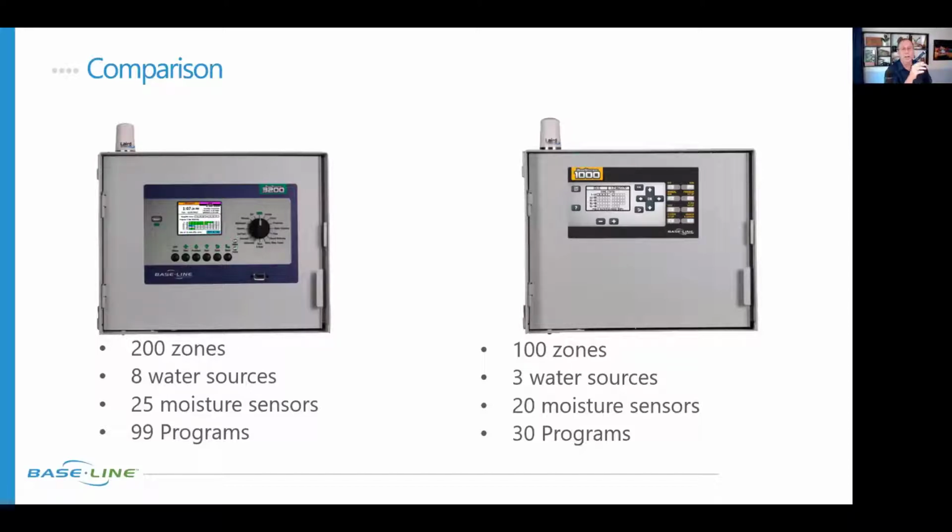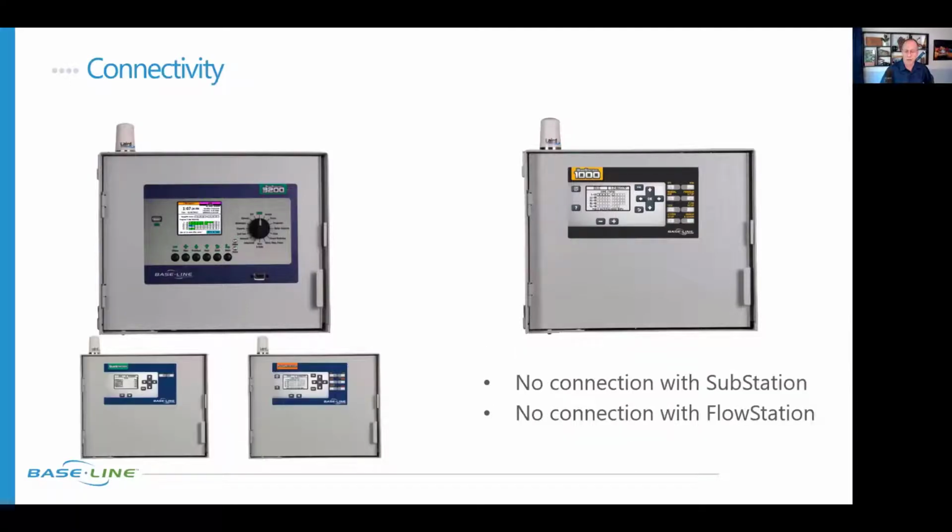Excellent. We have seen some people that have used a Basestation 3200 for 20 zones or 40 zones, and it's because of some of these features that we're about to talk about. The first one is about connectivity. It's how we're going to connect in. The Basestation 3200 can connect with a substation and connect with flow station, where the Basestation 1000 won't talk to the substation and won't talk to the flow station.